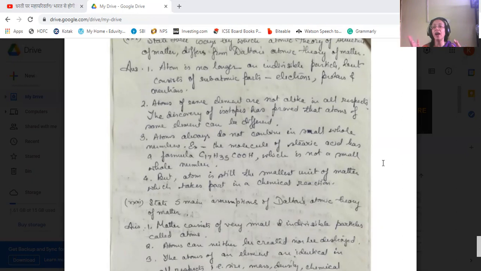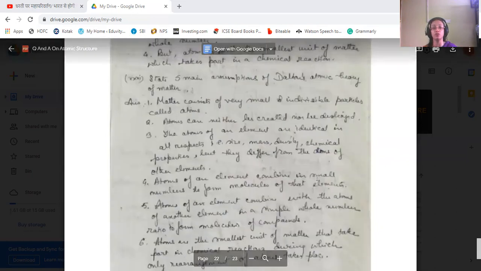Atoms can be divided into subatomic parts like electrons, protons, and neutrons, but the atom is still the smallest unit of matter which takes part in chemical reactions. So these are the three ways by which the modern atomic theory of the structure of matter differs from Dalton's atomic theory. Next, we come to state 5 assumptions of Dalton's atomic theory.